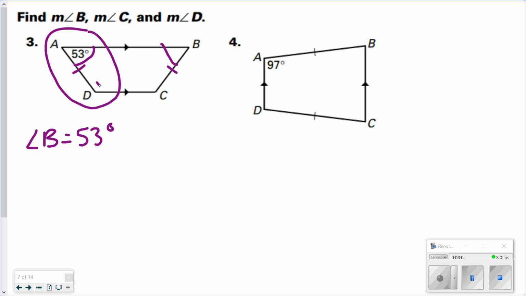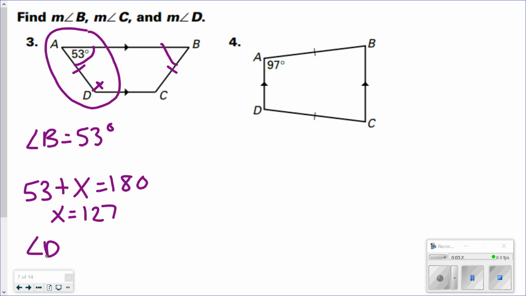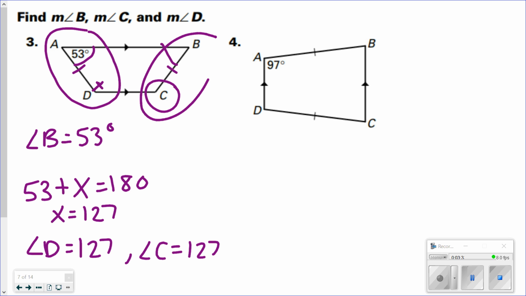So let's call angle D x, and I need to solve for x. So here we go. I know that 53 plus x is equal to 180. Subtract 53 from each side. We end up getting that x is equal to 127. So that means that angle D is equal to 127, which also means angle C is equal to the same thing. Angle C is also equal to 127 because angle B and angle C are also supplementary. Now that I found all the angles, I can move on to the next problem.